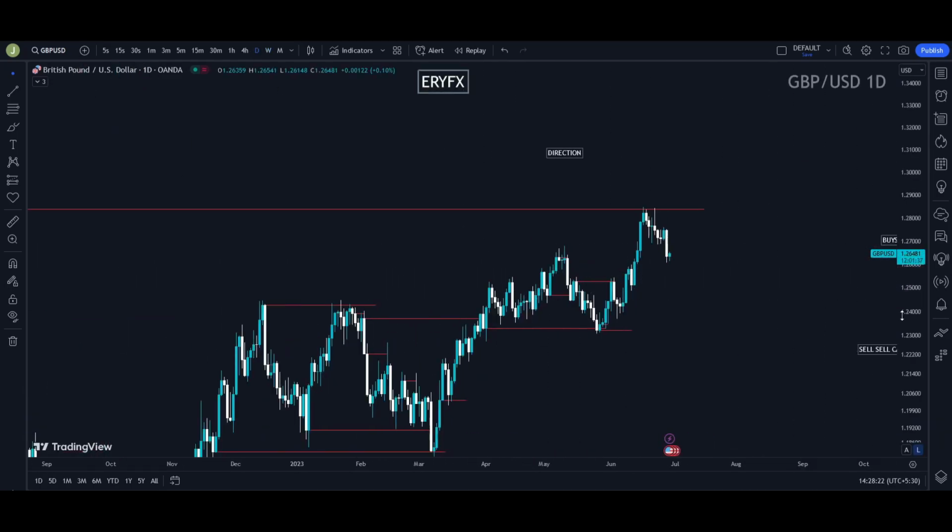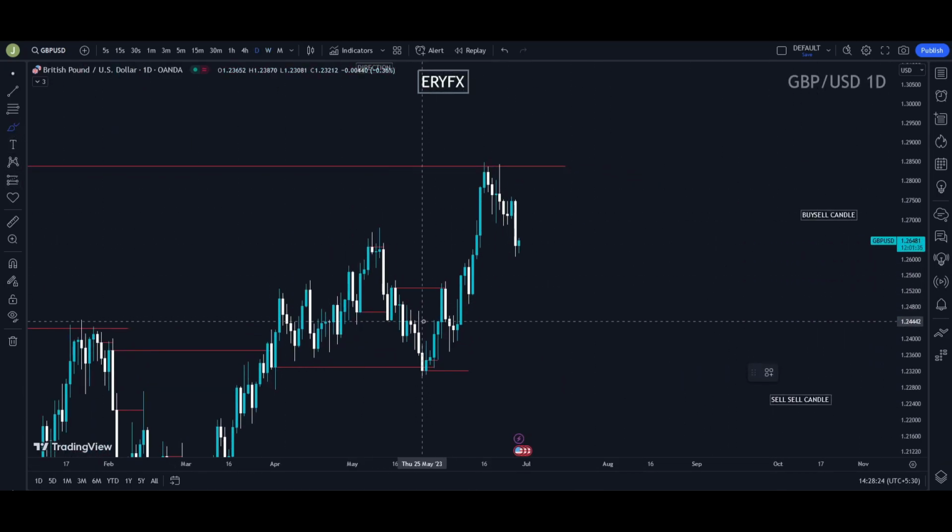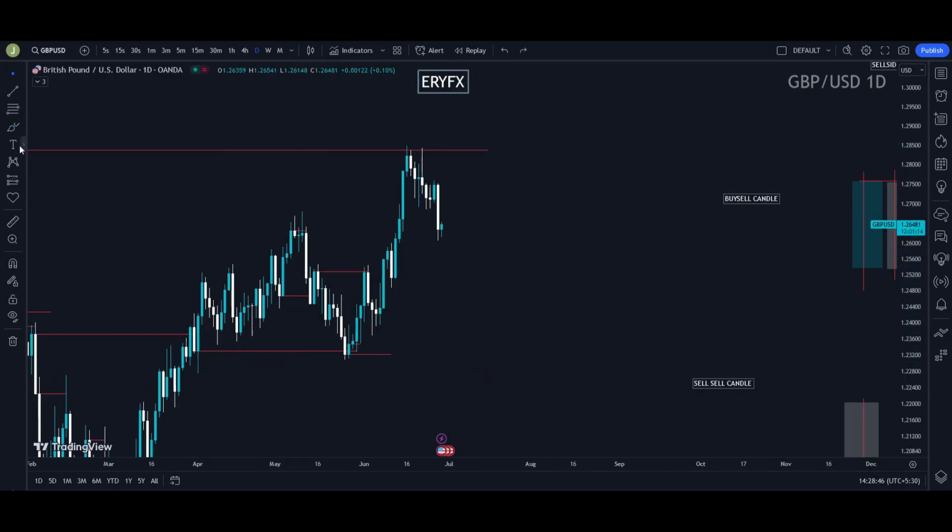So it shouldn't be just reversing from here. It should go at least this side. Okay, you can look for the buys in this whole thing. We can just go for the buys till there.